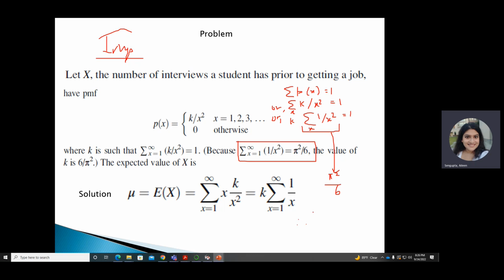So if that is the solution, then k is equal to 6 by pi squared, right? And k is just a constant. Now going back and putting the value of k in this function, we can write that p_X(x) is equal to 6 by pi squared times 1 over x squared. Actually, for all x is a wrong expression, so let's not write that. For x equals 1, 2, ... and 0 elsewhere.